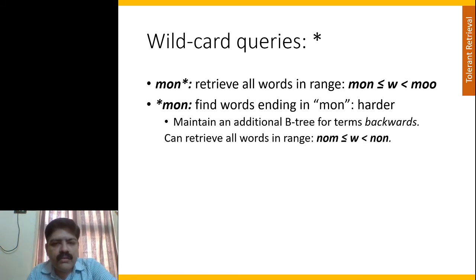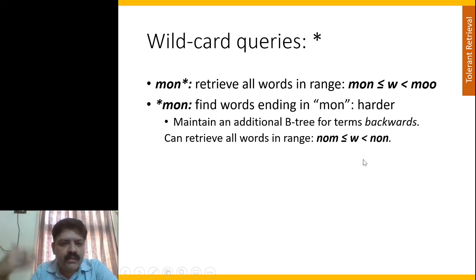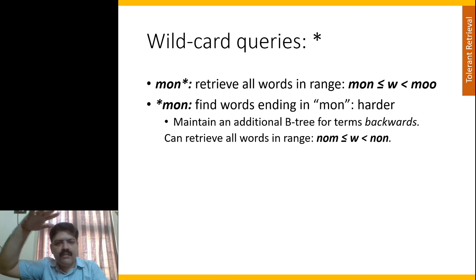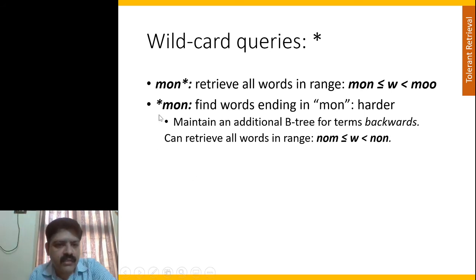One way that we could do this is to maintain an additional B tree for the terms going backwards. That way we can retrieve everything in the range NOM. So just reverse this. Anything between NOM and NON is what we want to retrieve using a reversed B tree. For instance, I have a B tree, but the character I start with is the last character of the search string, in this case N.